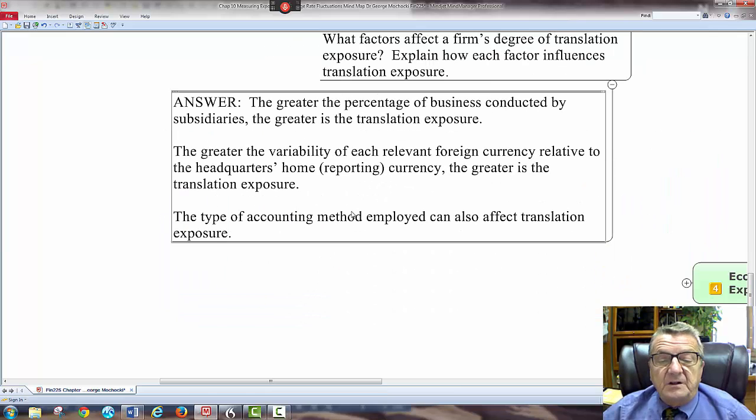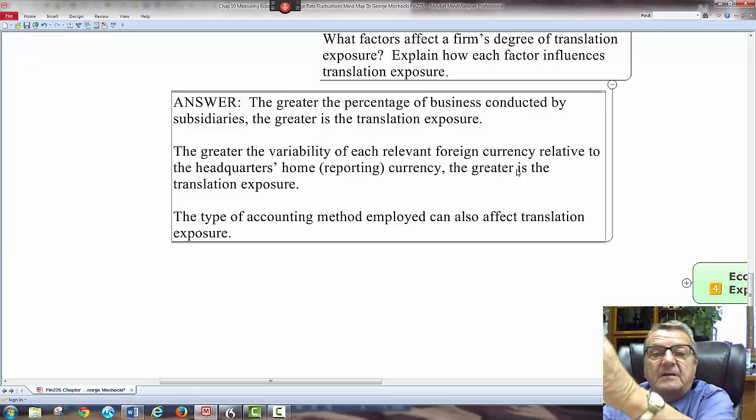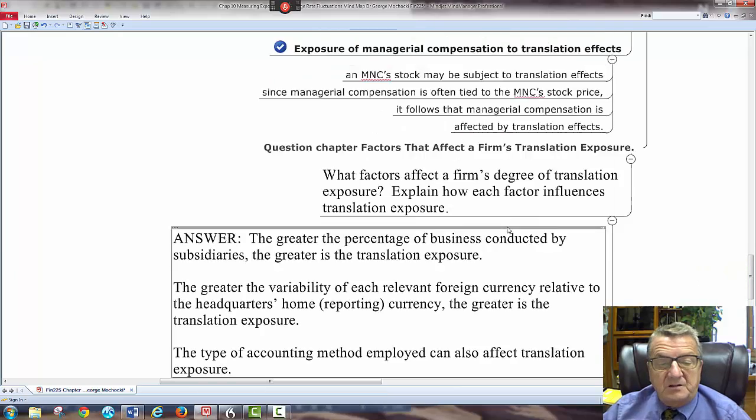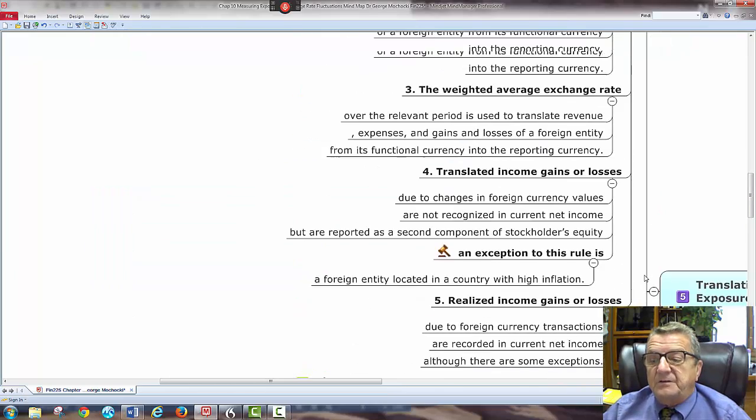Okay. The greater the variability of each relevant foreign currency relative to the headquarters, the home, the parent reporting currency, the greater the transactional exposure. Right? Because if I have an Asian market, I notice the economic effect of going there. But then I have the European market, then the Middle East market. One is more volatile than the other, so it's more unstable. So what's going on? How do I handle this? Okay. The type of accounting method employed also affects the transaction exposure. Okay, so those are your answers.